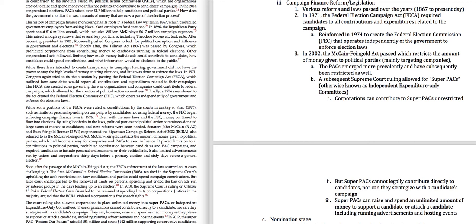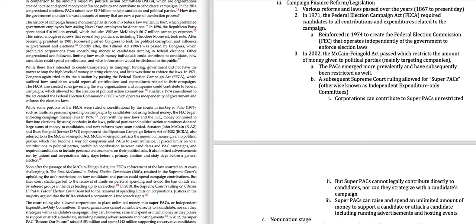So these PACs, political action committees, emerged more prevalently and have subsequently been restricted because they kind of got out of control. A subsequent Supreme Court ruling allowed for super PACs. So while a company can't give to a PAC, a super PAC, otherwise known as an independent expenditure only committee, is funded by corporations which can contribute to the super PAC on an unrestricted basis. But super PACs cannot legally contribute directly to candidates. I know, it's getting confusing, right?